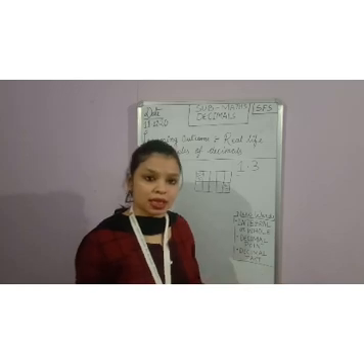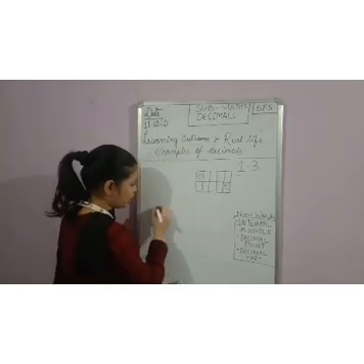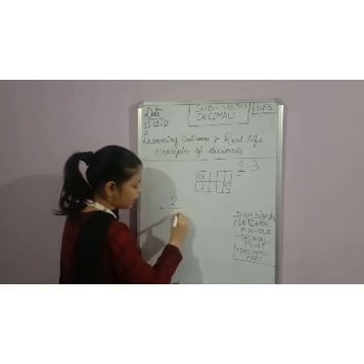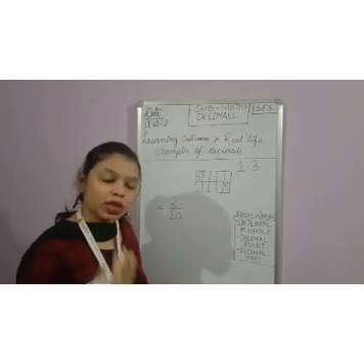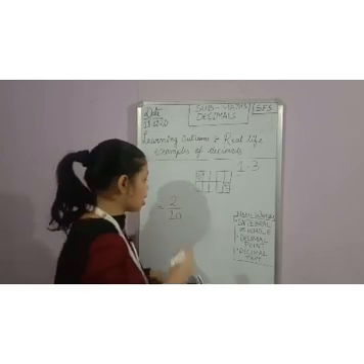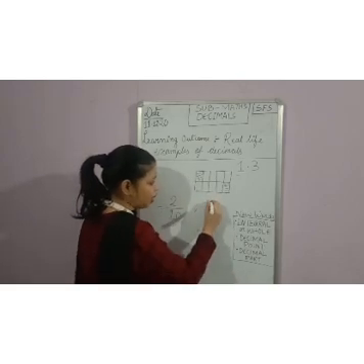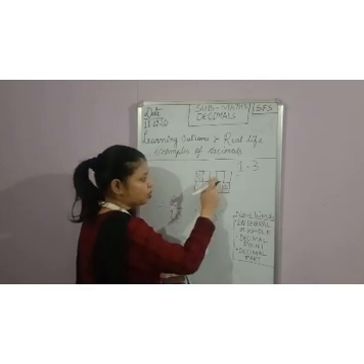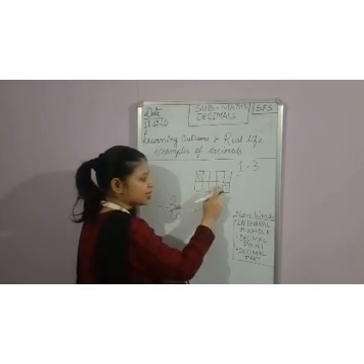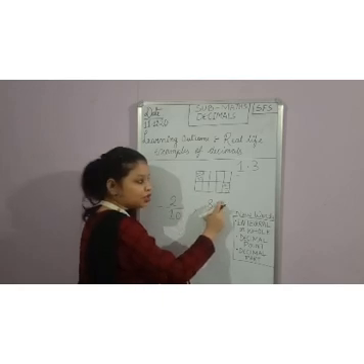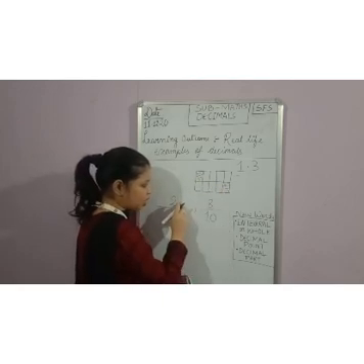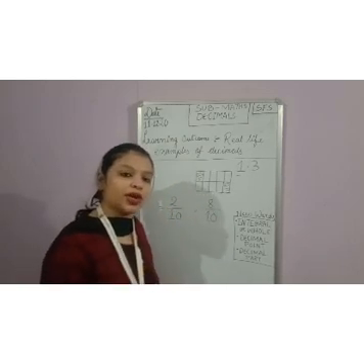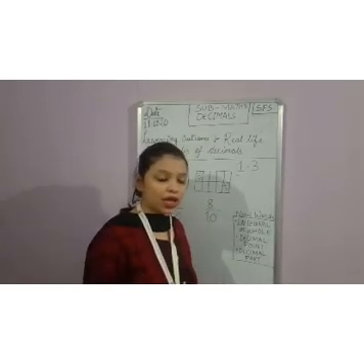Now how to represent the shaded part as a fraction? For the shaded part, it becomes 2 by 10. This is how we represent it in fraction. For the unshaded part, it becomes 8 by 10. Why? Because 1, 2, 3, 4, 5, 6, 7, 8, 8 parts are unshaded, and these 2 parts are shaded out of a total of 10 equal parts. This is the way of representing in fraction.